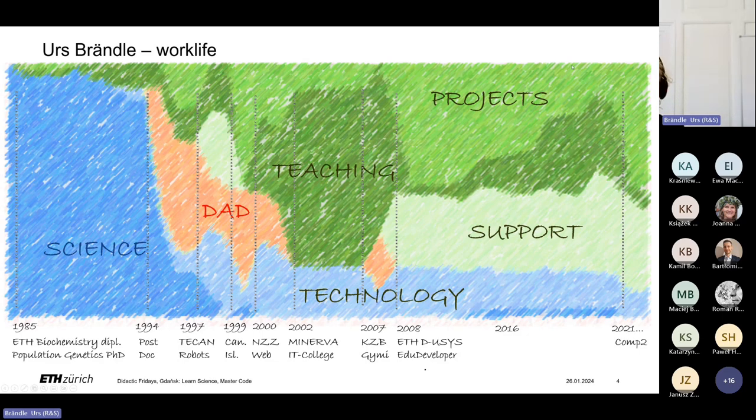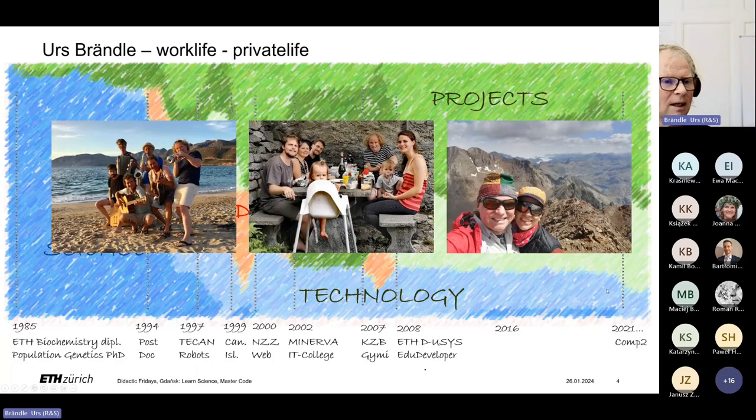And then I switched 50-50 to the position I'm holding now, and now I'm fully working project-wise. So that green project area is probably 90% of what I'm doing. And I'm still doing some support for my former colleagues. And so this is me.